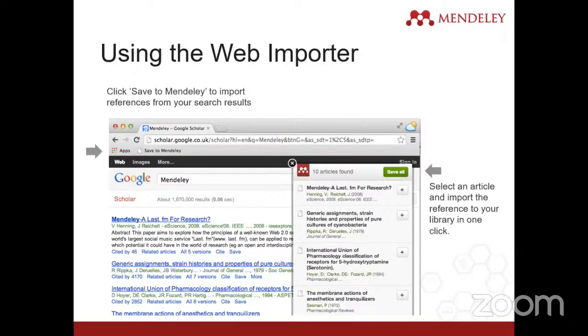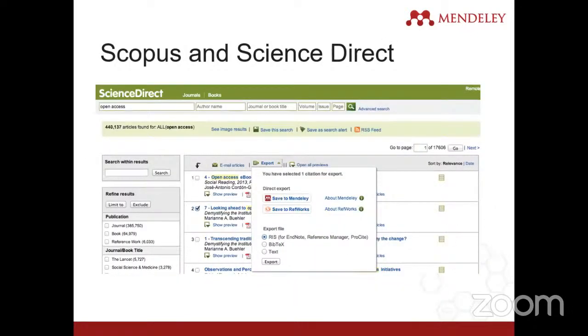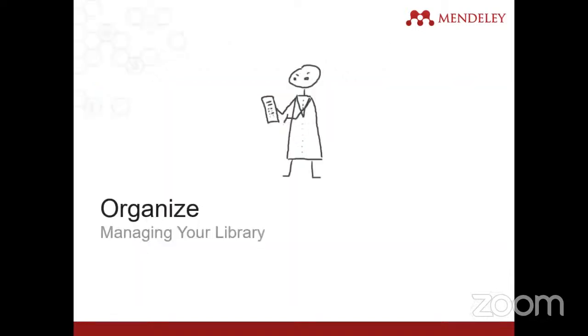Select an article and import the reference to your library in one click. This is very important. This is ScienceDirect. You can also import and export your research article from their website. Like ScienceDirect, as I mentioned, Scopus and ScienceDirect are among the largest and top leading research databases. Every teacher, every faculty member, and every research student knows the importance of ScienceDirect. So you can also import from here.